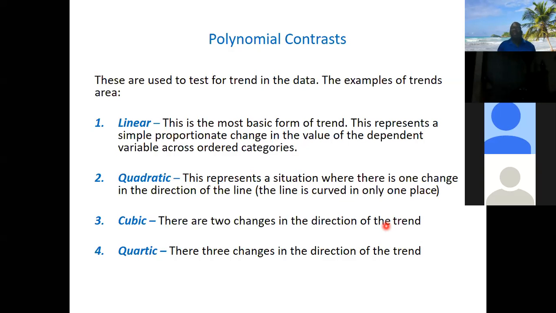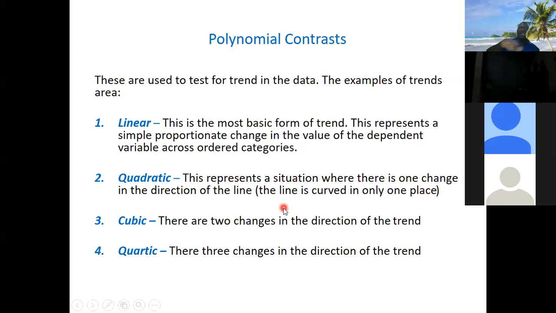Does it change? For this case, we expect the libido to be higher in low dose than placebo, and higher in high dose than low dose. So we expect it to increase in a linear way. That is linear, that's a polynomial contrast. Sometimes it may not be linear.